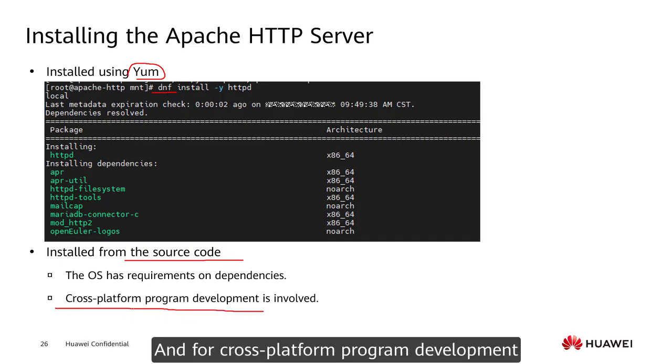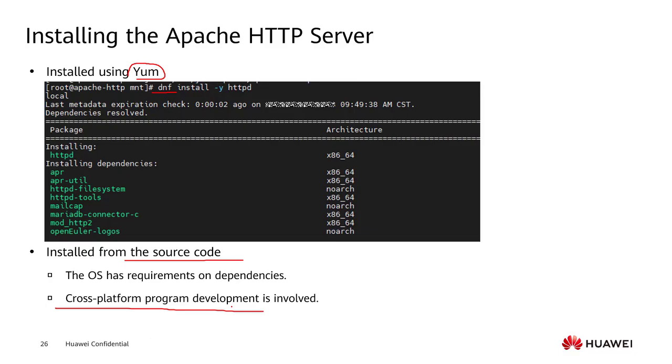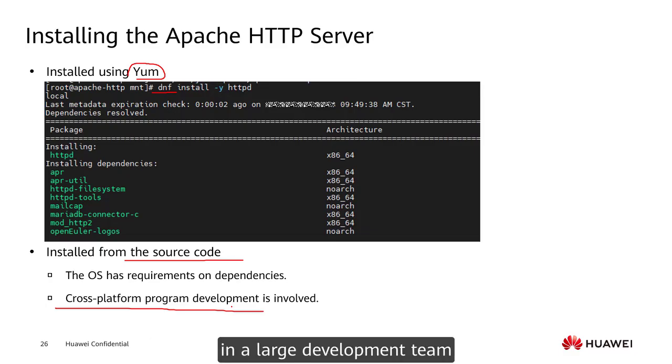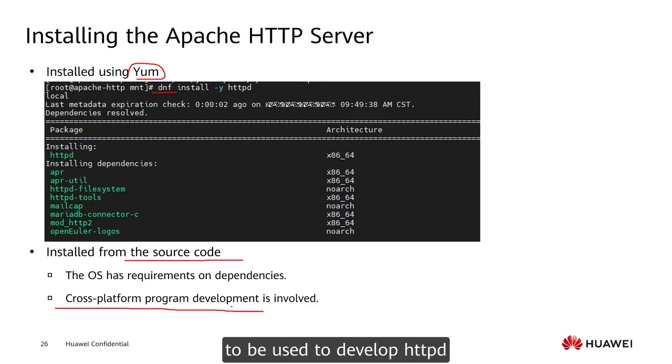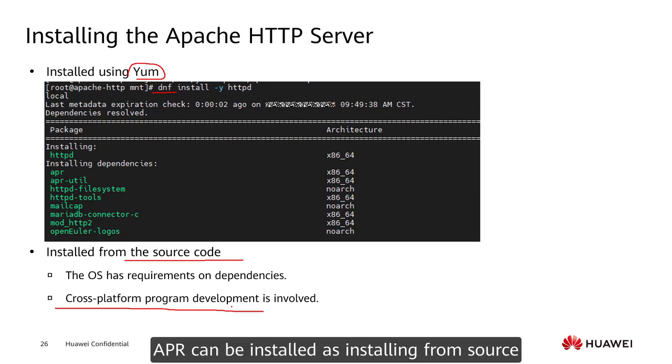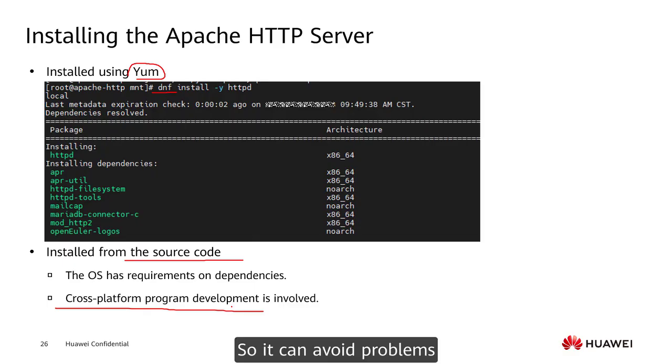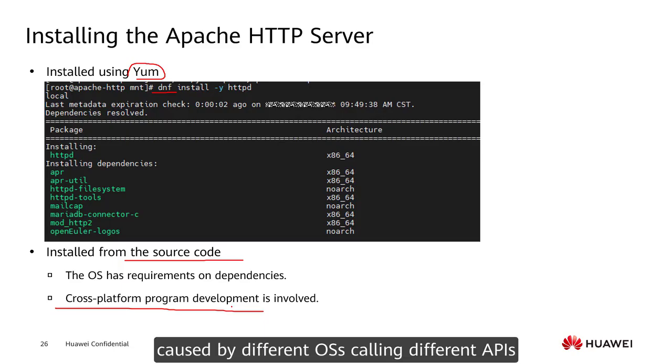And for cross-platform program development, it means that in a large development team, some people use Windows for development, and some people use Linux. Therefore, a unified API needs to be used to develop HTTPD. At the same time, APR can be installed as installing from source. So it can avoid the problems caused by different operating systems calling different APIs.